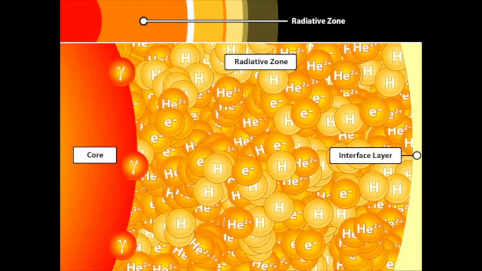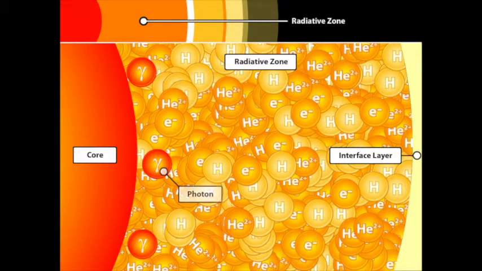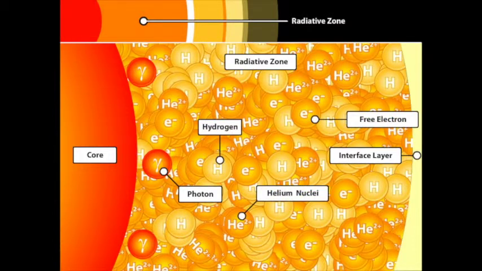Energy is released in the core of the Sun in the form of photons of radiation, such as light, X-rays, and gamma rays. These have to make their way through the radiative zone, which is a densely packed mass of hydrogen and helium nuclei, plus free electrons.